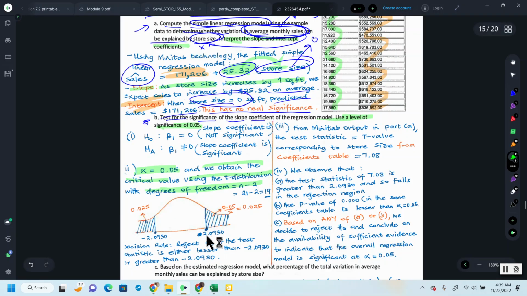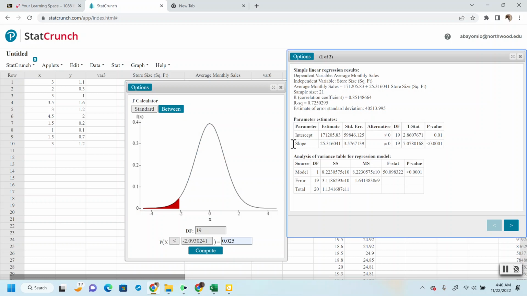So let's go back here. This is negative 2.093, negative on the left, positive on the right. So this cuts off what? The two tails of rejection region. And we recall the rejection rule, which is to reject the null hypothesis if the test statistic is either lesser than negative 2.093, which will cause it to be in the rejection region, or if the test statistic is greater than 2.093. So let's go to our output in StatCrunch to find the test statistic to see where it will fall relative to the critical values. So let's go back here. I'll go to slope. I have the slope here.